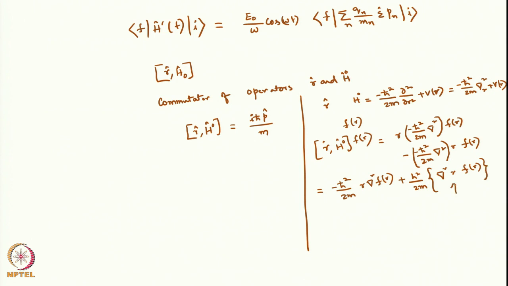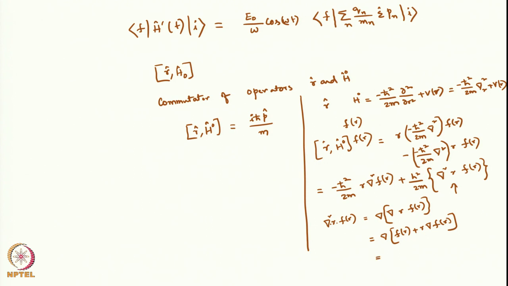Now, I am just going to evaluate this. So, del square r f of r is nothing but del of del r f of r. One can first evaluate this. Del is nothing but d by dr, so your differential first acts on r. So, it will give you 1, so you will get f of r. Now, second, this will act on del f of r, so what you will get is plus r times del f of r.